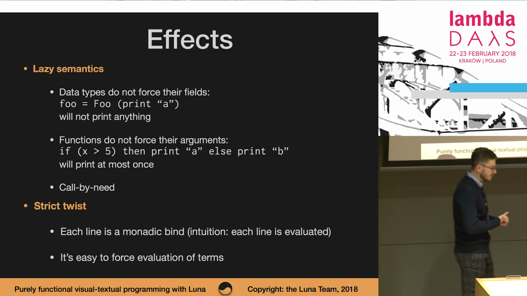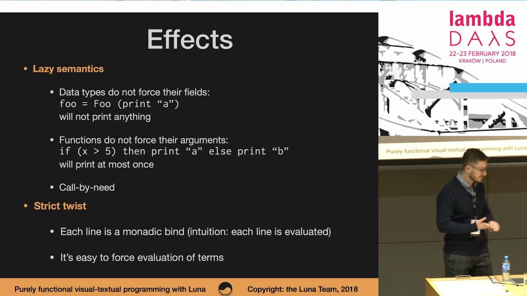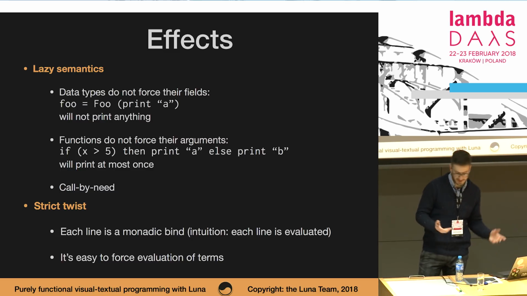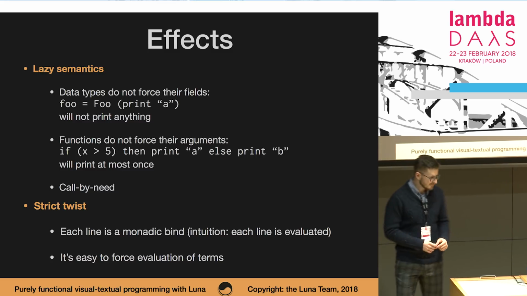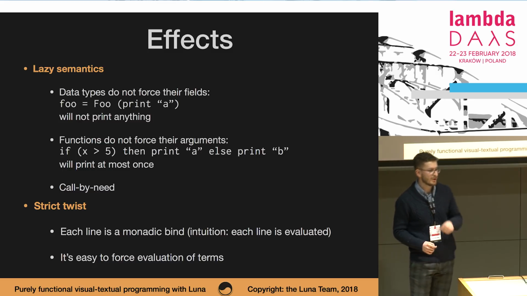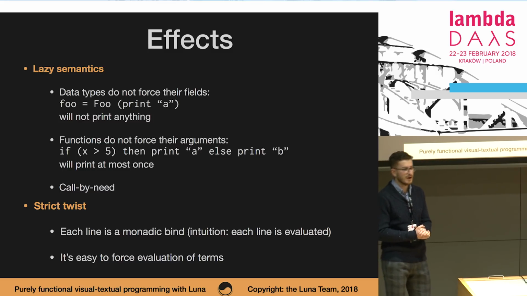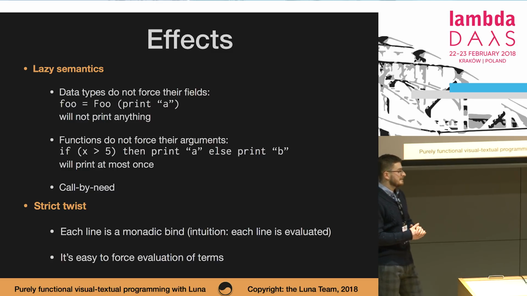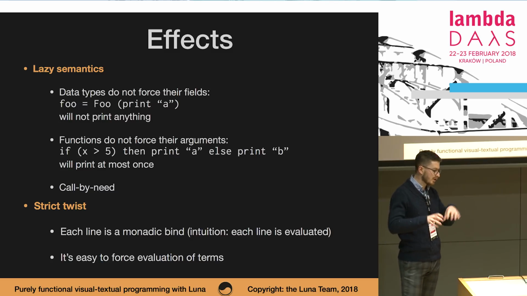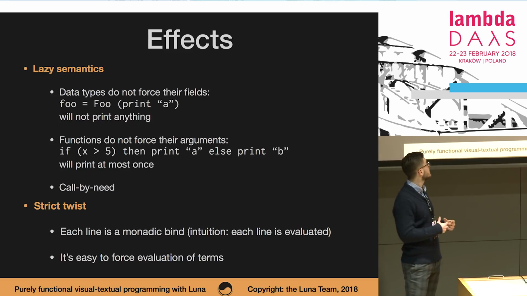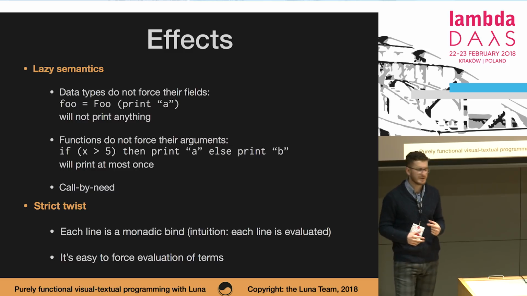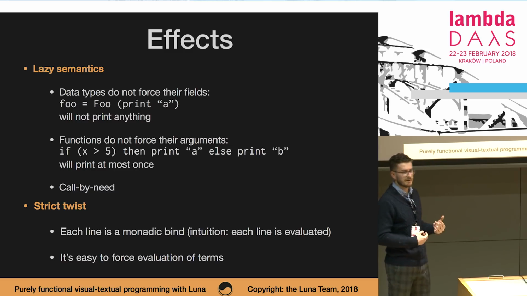Yeah, so we're using the call by need mechanism, which can, well, save us some time in different situations. But all that said, we do have a strict twist in our effect system. And this is partially due to the fact that the lines of code correspond to the nodes. And then there is actually some monadic magic going on under the hood. But a good intuition is that if you have a line of code, it will evaluate. Okay, so it will not get lost.